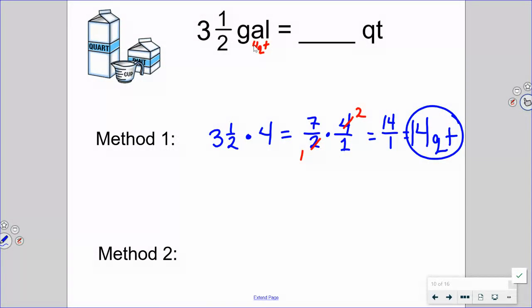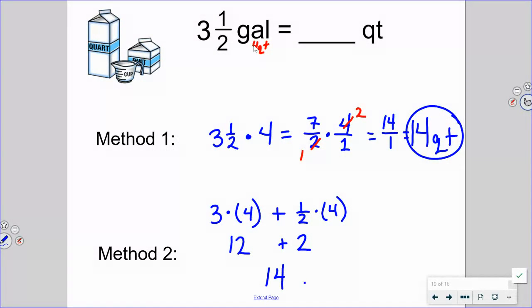Now I'm going to write out multiple steps. That does not mean you have to write out each and every step. But I want you to think about these 3 gallons. Each of those 3 gallons are 4 quarts. And in addition to the 3 gallons, we have another half gallon, or in other words, half of 4 quarts. So really what you can do is say, well, 3 gallons, 4 quarts each is 12 quarts. A half of 4 quarts is 2, and therefore you will find a total of 14 quarts. Please notice they are the same exact thing.